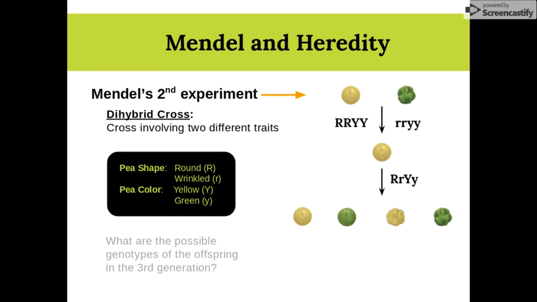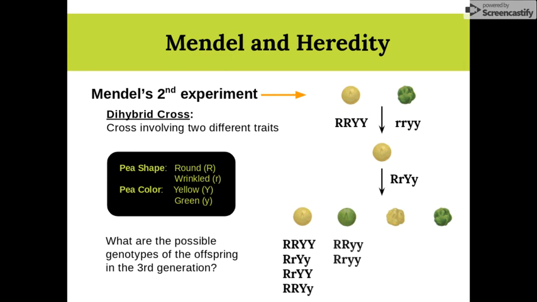And then he took that generation and he crossed those pea plants, and he actually found that the pea offspring contained 4 different phenotypes. Some of them were yellow and round, some were yellow and green, some were wrinkly and yellow, and then some were wrinkly and green. So there were 4 different phenotypes that were controlled by these 9 different genotypes.